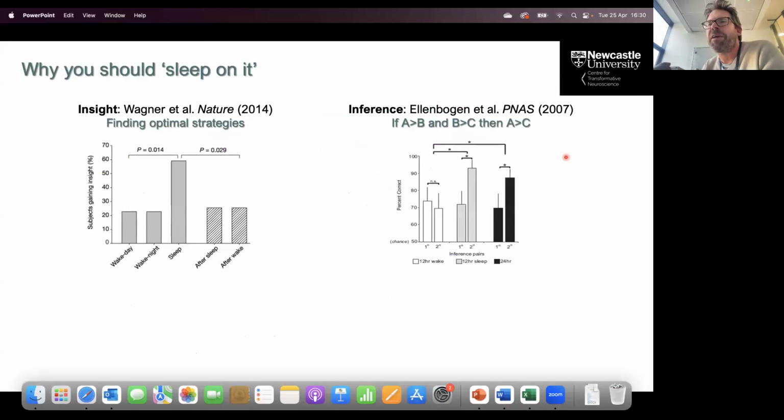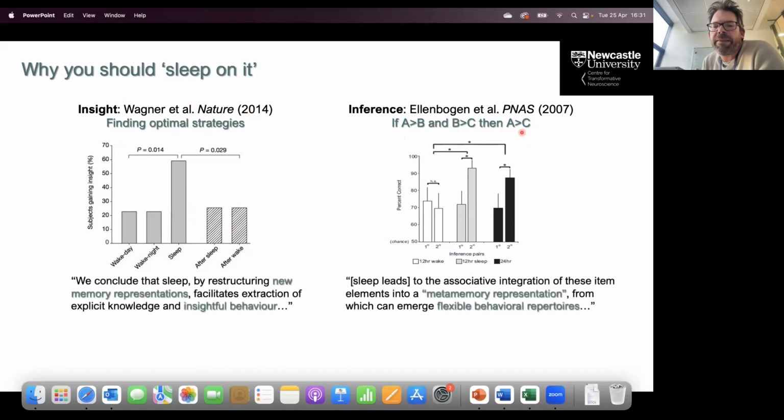We know from various scientific studies, like this one, where people were trying to find a secret strategy hidden in a task, and this was a nice study of relative inference, so you learn that an abstract A is bigger than B, and you learn that an abstract B is bigger than C, and then you're asked, what's the relationship between A and C. In both of these tasks, after a night's sleep, people are actually better at doing the task.